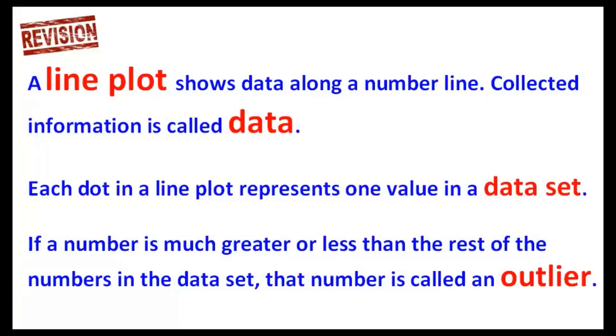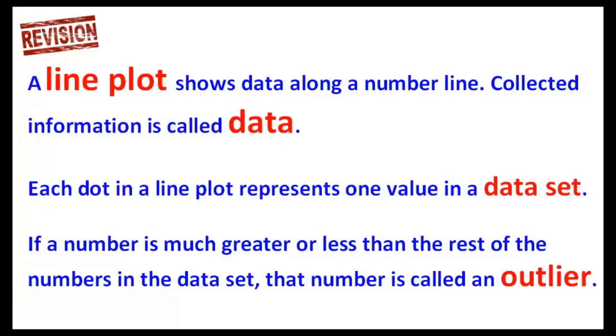If a number is much greater or less than the rest of the numbers in the data set, that number is called an outlier. You will find it alone on the left or alone on the right, whether it's smaller or bigger. Okay, so now we are ready.